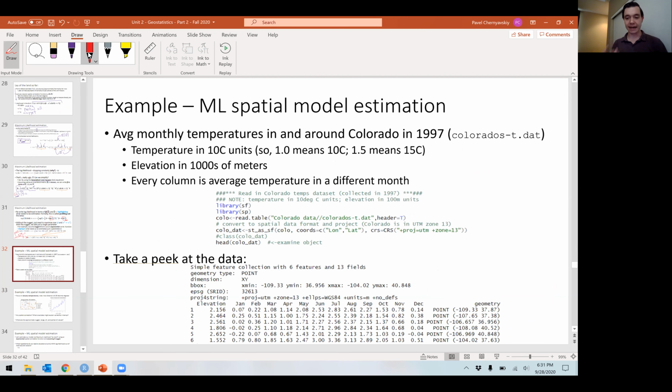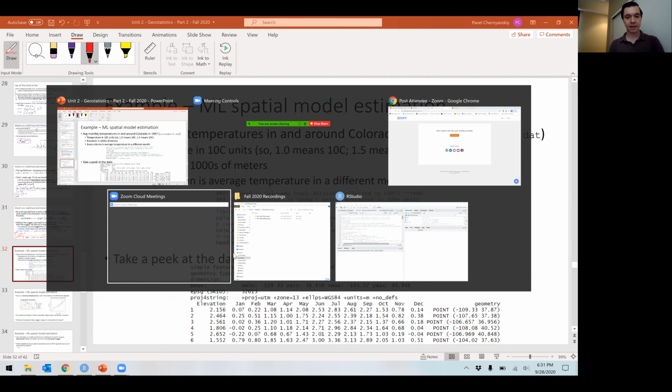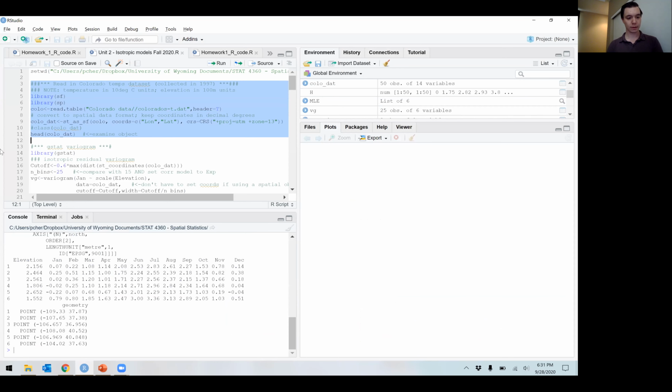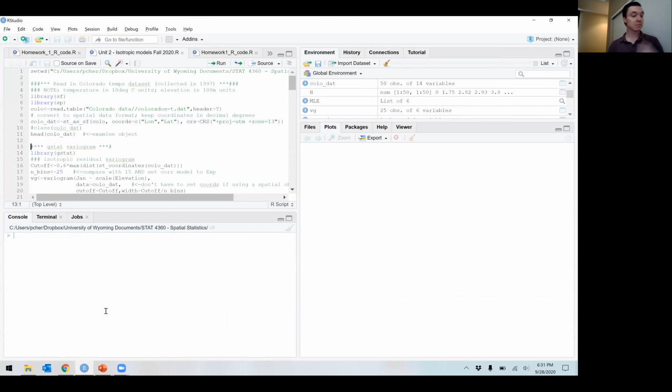Let's dive a little bit into the data. For the data, I'll be playing around with the Colorado temperatures example, which is something that you guys did for your homework 1. I've got R here. One thing that I'm doing is leaving my geometry in terms of latitudes and longitudes. So my distances are going to be in decimal degrees.